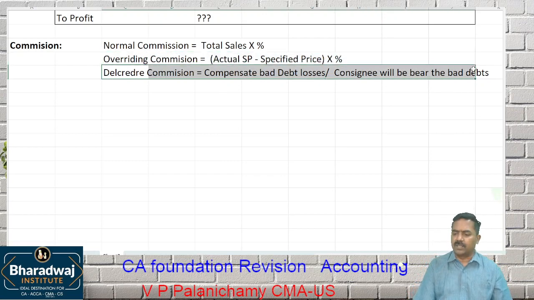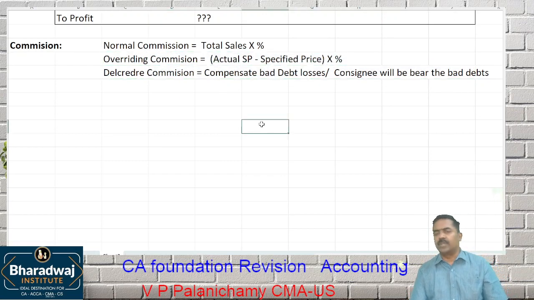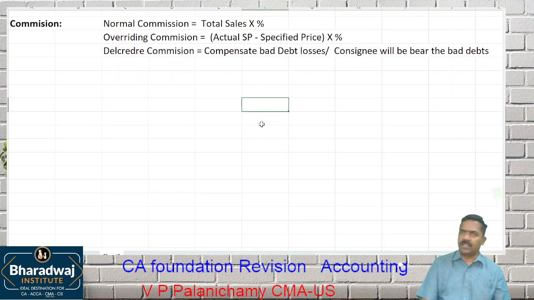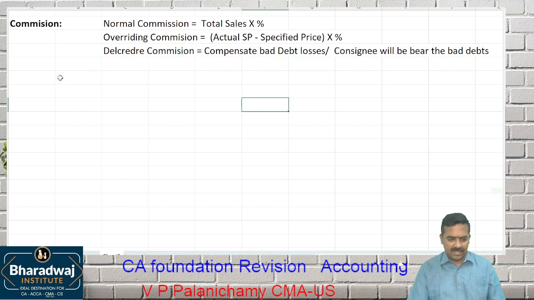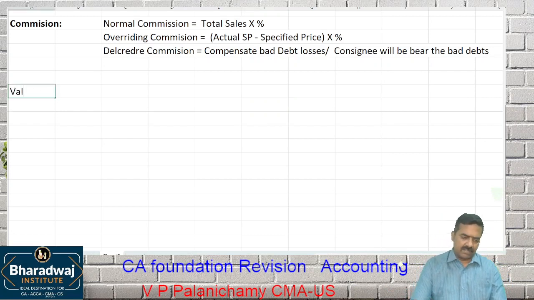What is del credere commission? Commission paid to compensate for which one? Bad debt losses. Very simple, sir. If del credere commission is paid, the bad debts expense will not come in the consignment account. If it is not paid, we ourselves have to bear that expense. The bad debts will come in which account? Consignment account. So, okay. Next, valuation.